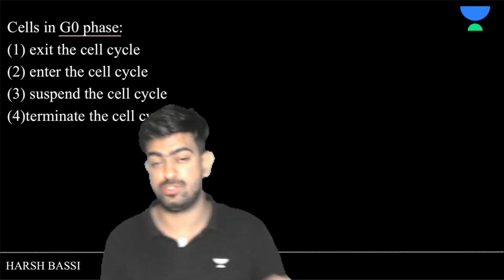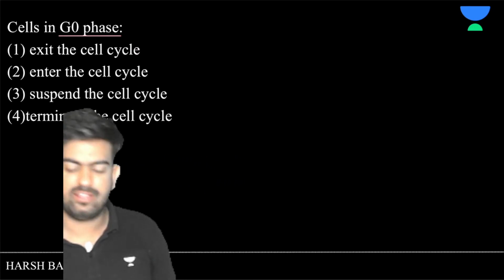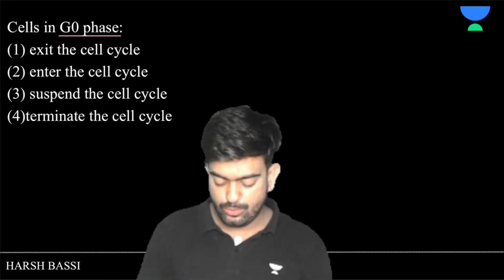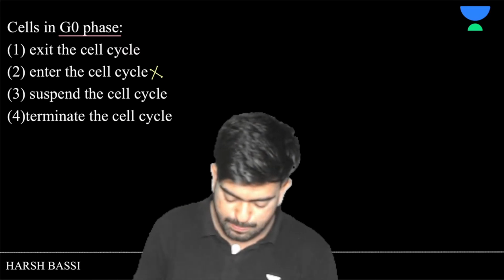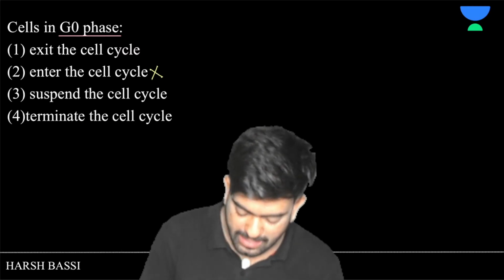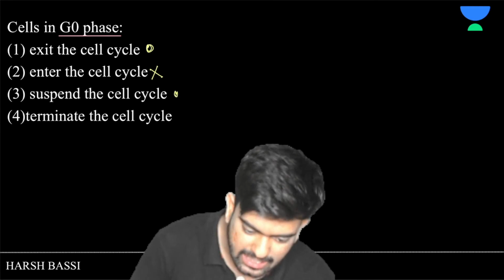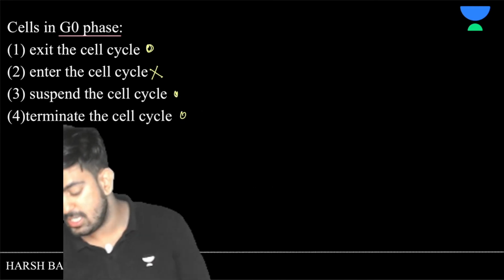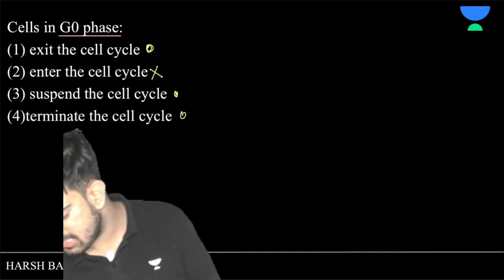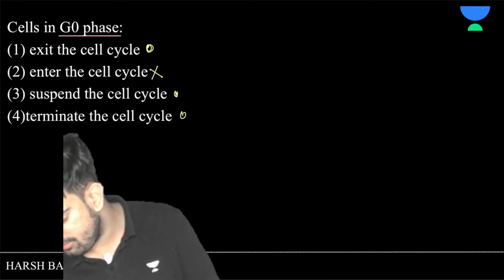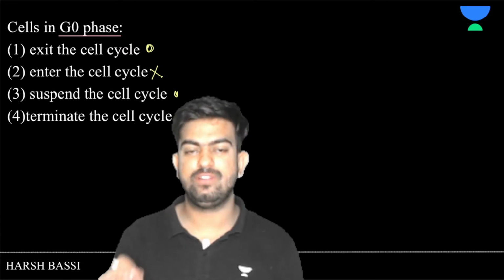See, it's very confusing. Sir, you told exit, okay. It won't enter, that's very good. Second option can't be the answer. Suspend, terminate. So we are confused between these. Three options are creating confusion for us. So which one will be the correct answer?